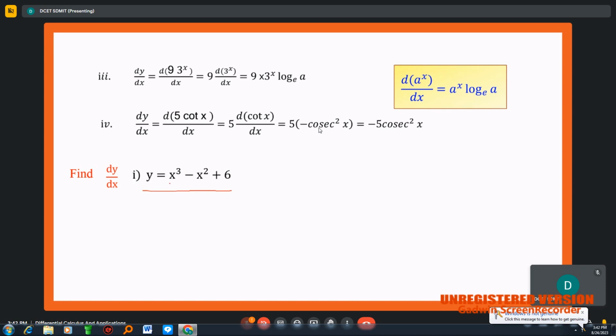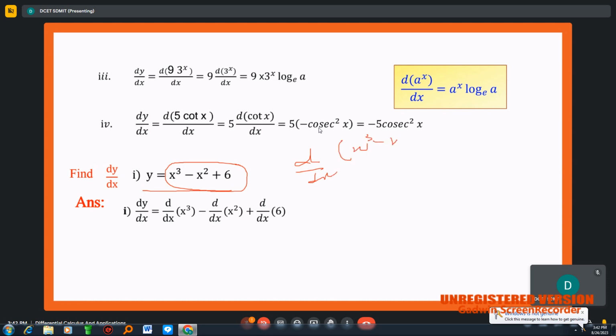Okay. Now first we have to find dy by dx, and here we are applying the sum rule, or difference rule, both rules we are applying here. Differentiation of d by dx of x cube minus x square plus 6. Now we can write this in the form of d by dx of x cube minus d by dx of x square plus d by dx of 6. Okay. Now differentiation of x cube minus differentiation of x square plus differentiation of 6 here.